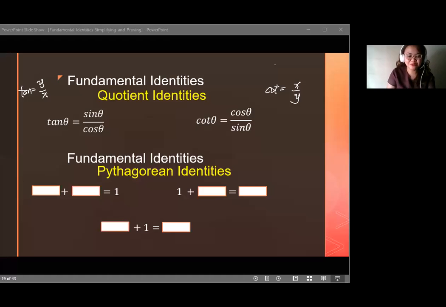Let's continue with the Pythagorean identities. In our Pythagorean identities, again, what we would be using is the equation of the unit circle: x squared plus y squared equals 1. But we could also rewrite this, right? We could modify this to y squared plus x squared equals 1.